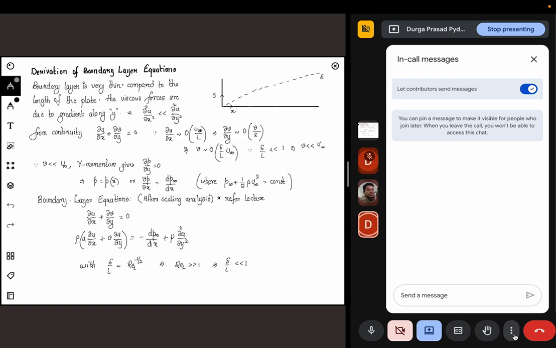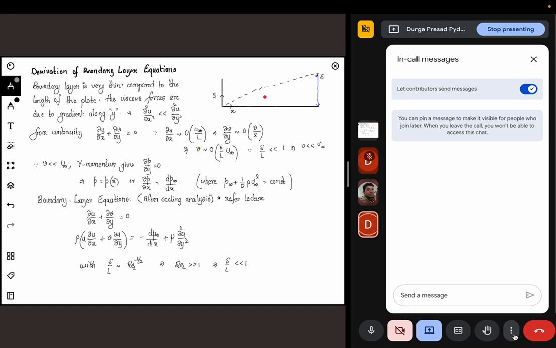So if you apply that logic, del u del x will be in the order of u infinity by L, and del v del y will be in the order of v by delta, where delta is basically this length. Both of these orders should be equal, which gives us that the velocity v should be on the order of delta by L times u infinity. And from his experimental observations, he found that delta by L is very much less than 1. So since it's very small, velocity v is also negligible.